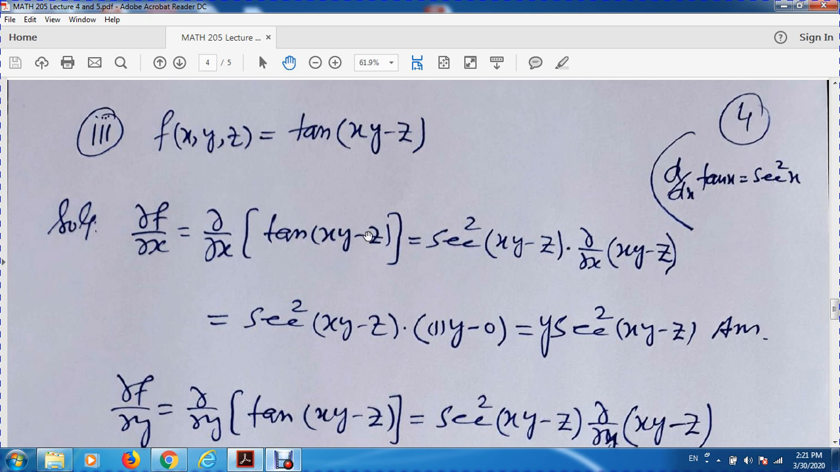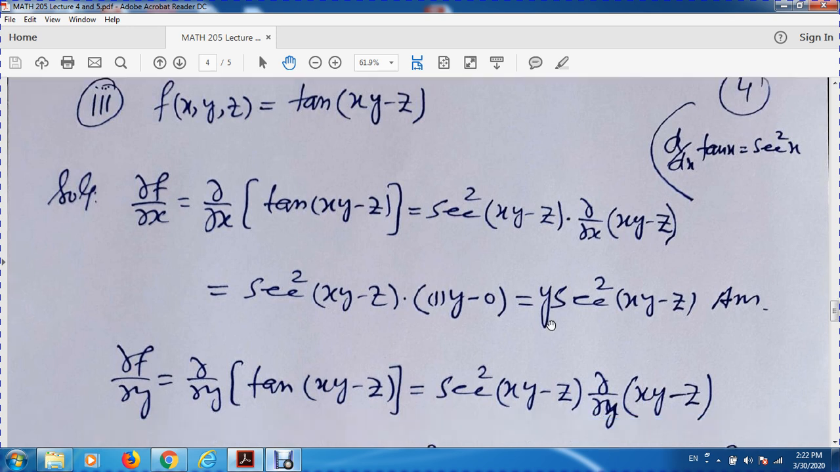And then you write the derivative of inside with respect to x. So the derivative of xy with respect to x will be 1. First you write the derivative of the main function, then you write the derivative of inside. So inside is xy minus z. The derivative of xy with respect to x is 1, and you multiply with y, minus the derivative of z with respect to x, which is 0. So you can simplify this: 1 into y is y, minus 0 is y. So you can write y first: y secant square xy minus z. That will be your answer.